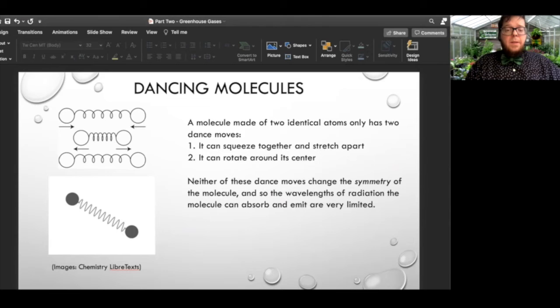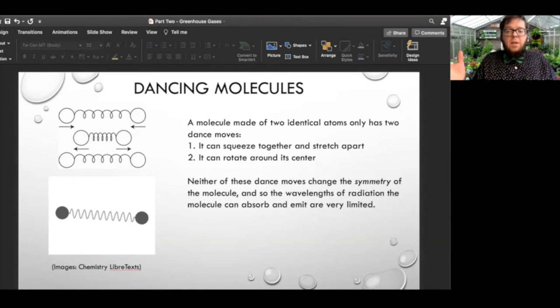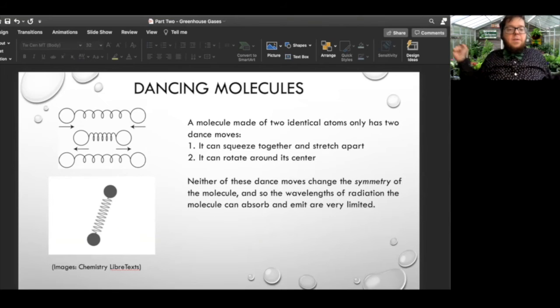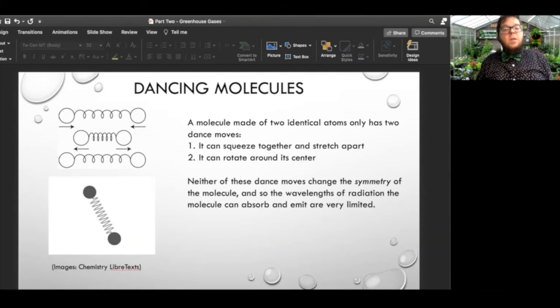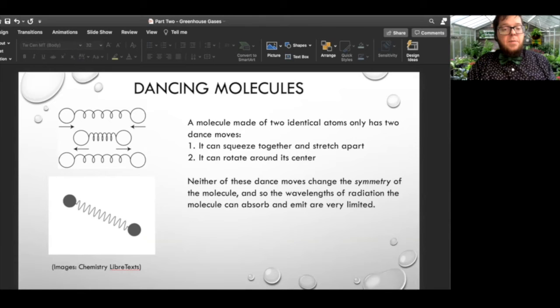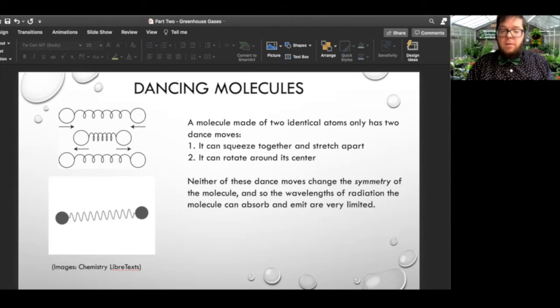So a molecule made of 2 identical atoms has only 2 dance moves. There's only 2 things it can do. It can squeeze together and stretch apart, like this, right? Or it can rotate. That's it. That's the only thing it can do. It's too simple a shape for anything more complicated than that. And neither of these dance moves change the symmetry of the molecule. And without changing the symmetry, you don't get any infrared radiation.